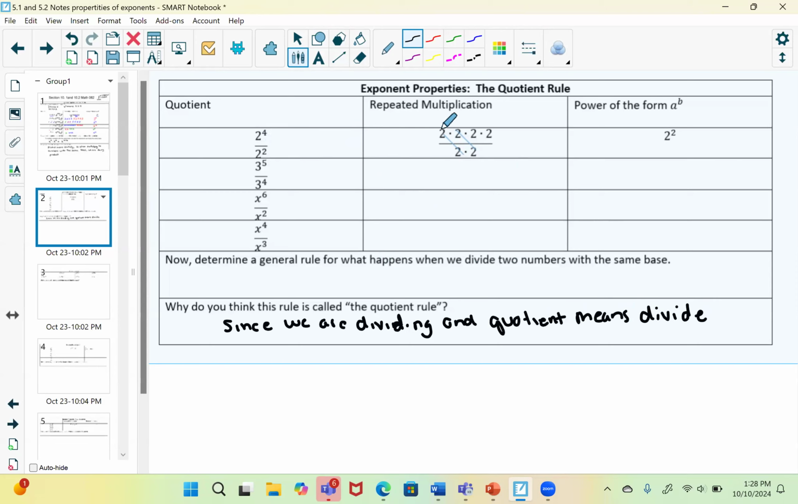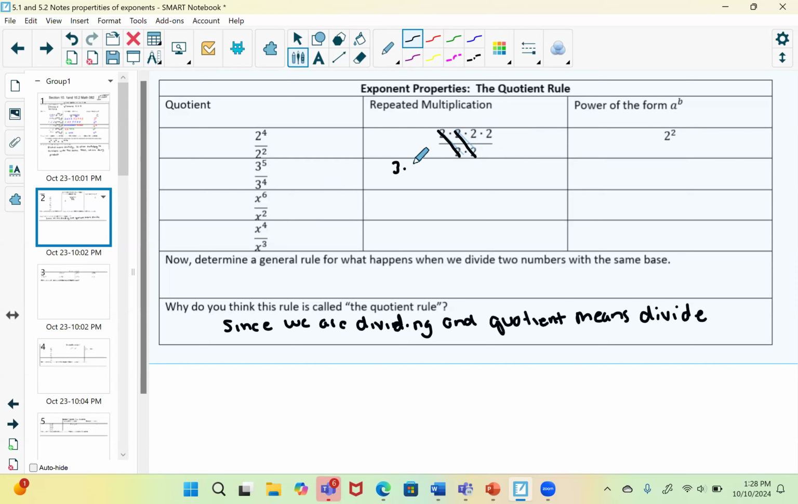Okay, so 2 to the fourth means 2 times 2 times 2 times 2. 2 squared means 2 times 2. And anytime I have 2 divided by 2, they divide and equal 1, and so we consider that they cancel. So I can cross out these 2's and I can cross out another 2. Then I just have a 2 times 2, which is the same thing as 2 squared. Okay, so we're gonna do that for each one of these.